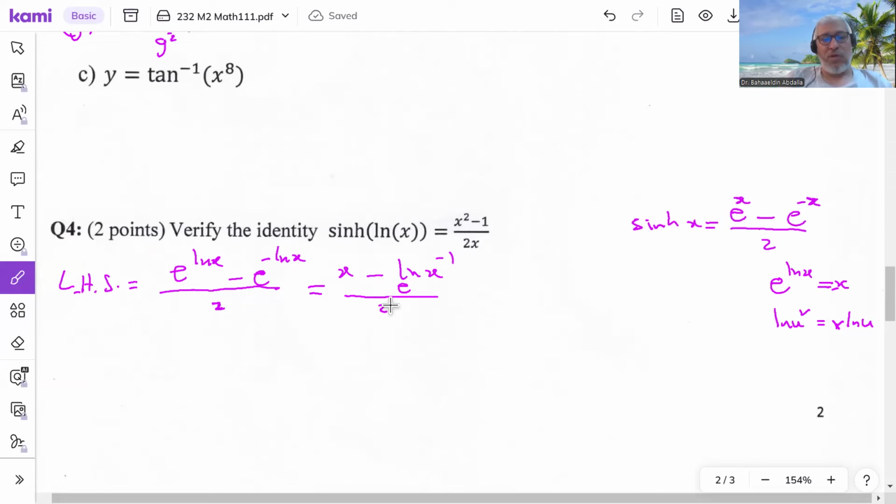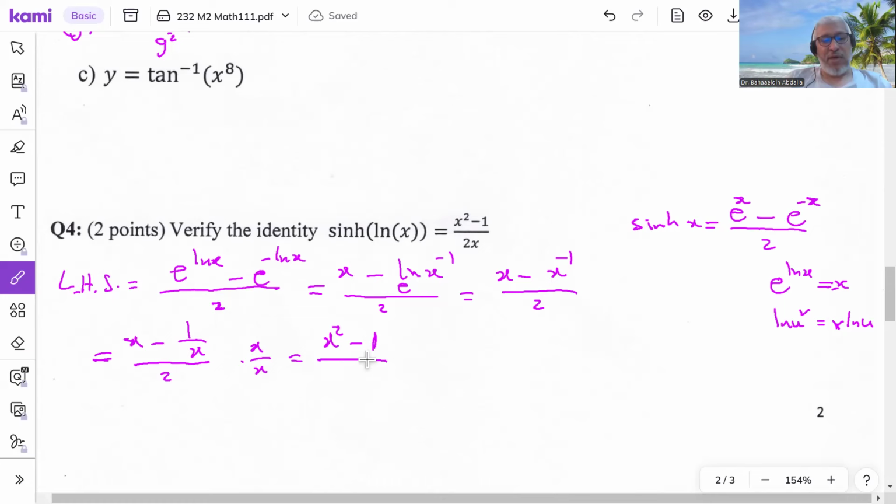over 2. And now this e cancels the ln because of this formula, and I have x minus x to the power negative 1 over 2. I can simplify this more by writing x to the power minus 1 as 1 over x, over 2. And now to simplify this, I can multiply by x over x. So x times x would be x squared. x times 1 over x will be cancelled and I'll have 1. And in the denominator, I have 2 times x.